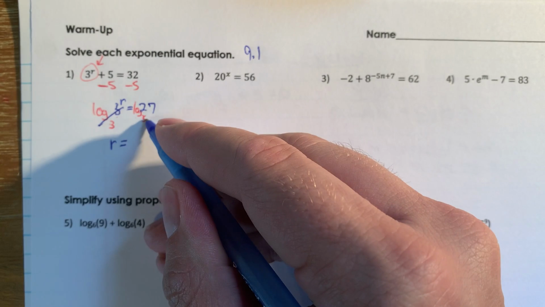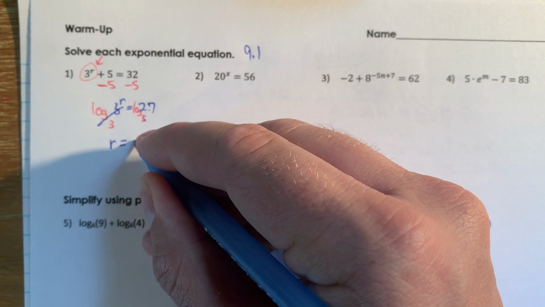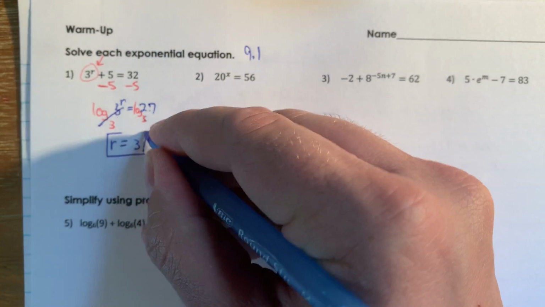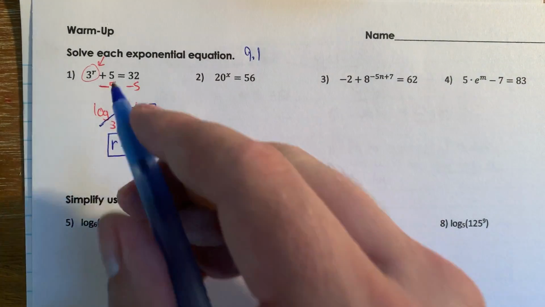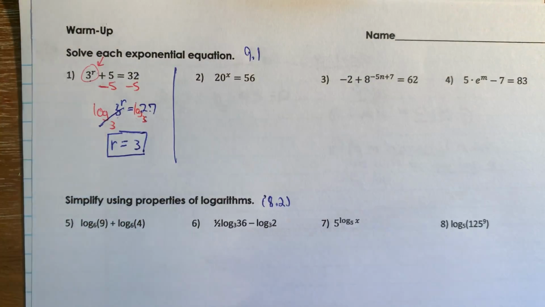And we get r equals, this is saying 3 to what power equals 27. 3 to the third power gives us 27. So r is 3. And we can see 3 to the third power is 27, plus 5 is 32. It makes the equation true.